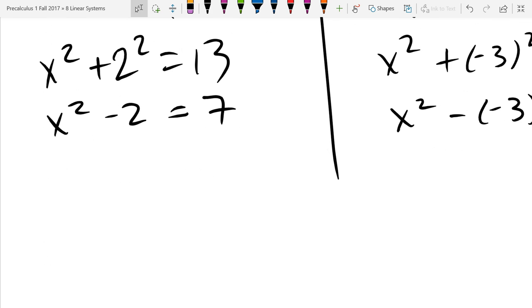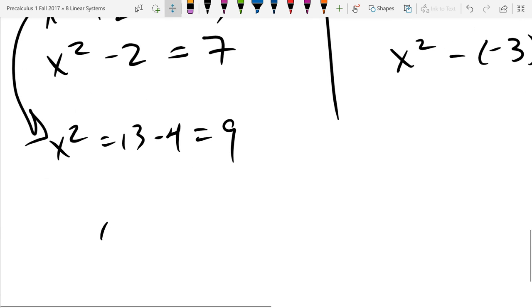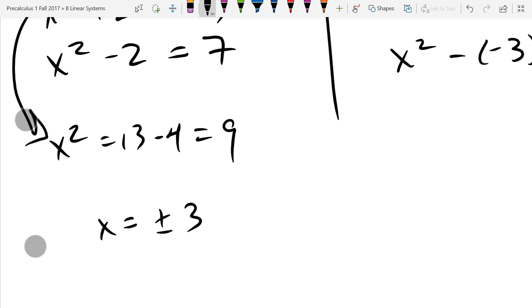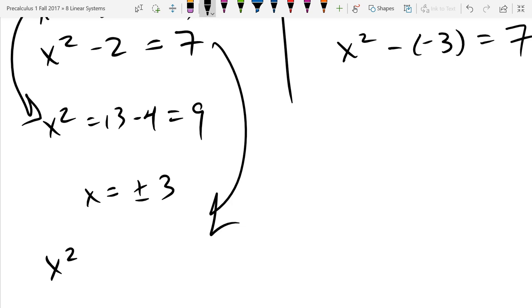So how do we solve for x? Basically just subtract or add that constant to the other side. So if we look at the first equation, x squared equals 13 minus 4, which is 9. Is that right? So there's our first equation, solve for x. So we have x squared equals 9, or x equals plus or minus 3. I could do the same thing on the second equation, and I better get to the same x values. X squared equals 7 plus 2, which is 9, and then I'm right back to plus minus 3.